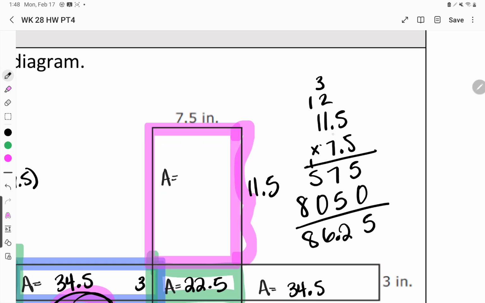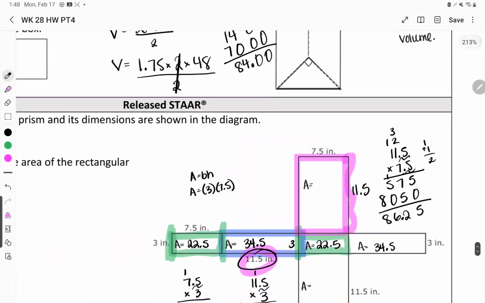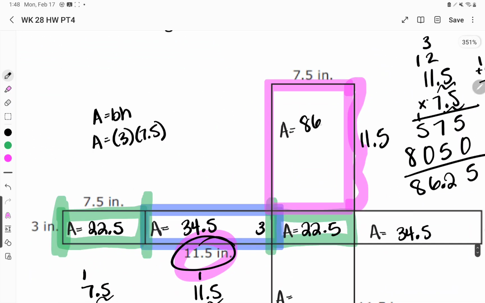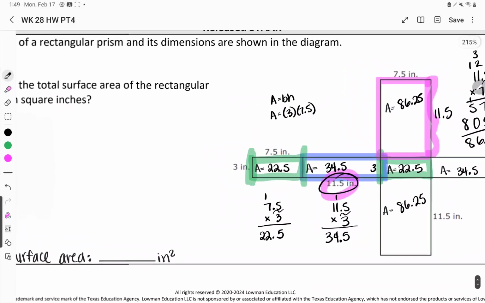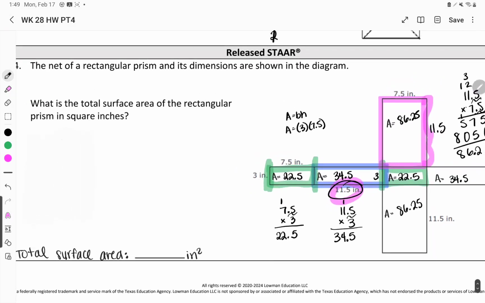86.25 because I have 1 decimal place here and 1 decimal place here, and 1 plus 1 gives me 2 total decimal places. So this right here is 86.25, and remember we have twinsies, so this right here is also 86.25. How do I find the total surface area? What do I do with all of these areas that I just found? I add them up together. So I have 22.5 plus 22.5 plus 34.5 plus 34.5 plus 86.25.